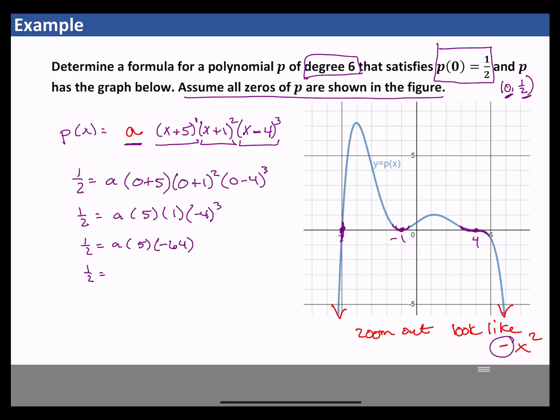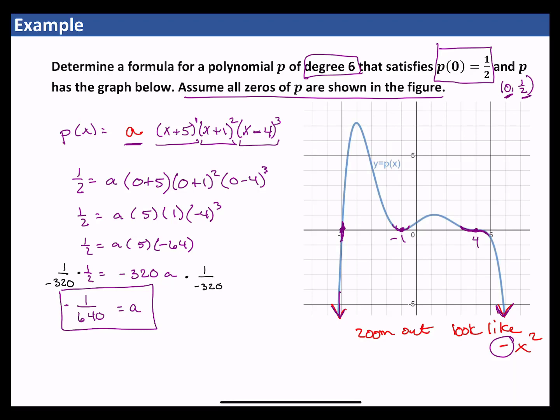So then we have 1/2 equals 5 times -64, which is -320, times a. And then we could divide by -320. I see a fraction over on the other side, so I'm going to actually multiply by the reciprocal of -320 on both sides. And then I see that a equals -1/640. So the good news is we knew that that leading coefficient needed to be negative because of the long-range behavior of the graph, and the a value we found is in fact negative.